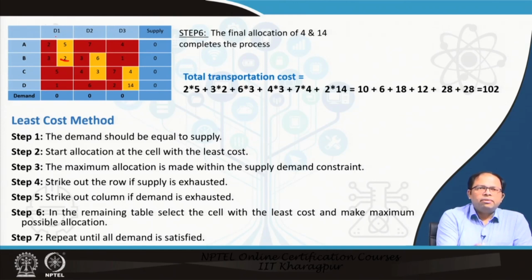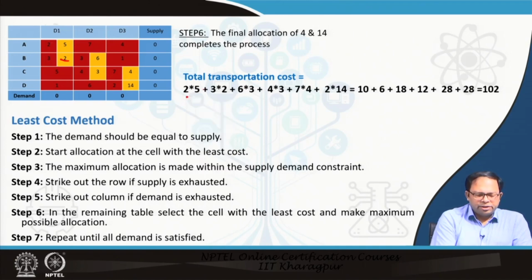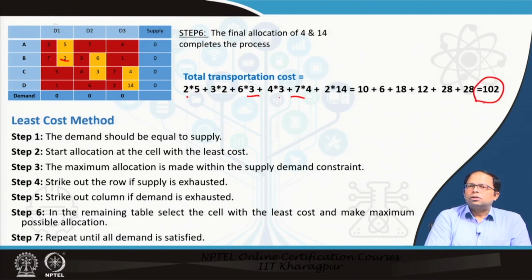If I look from D1's perspective, I am getting supply from A and B, D2 is getting supply from B and C, and D3 is getting supply from C and D. So the total transportation cost is 2 into 5, then 3 into 2, then 3 into 6, 4 into 3, and so on, which gives me a total of 102. So this is one solution. This is not the optimal solution. This is one of the solutions.